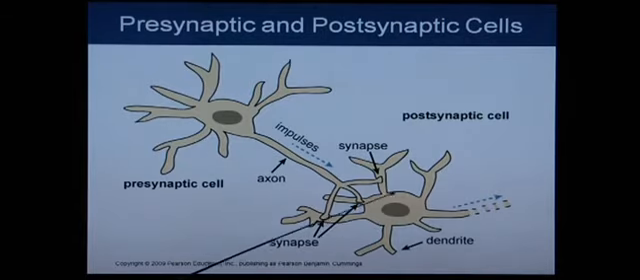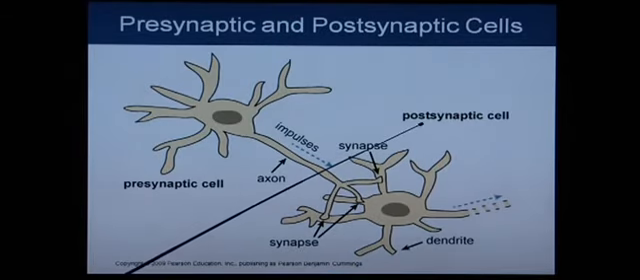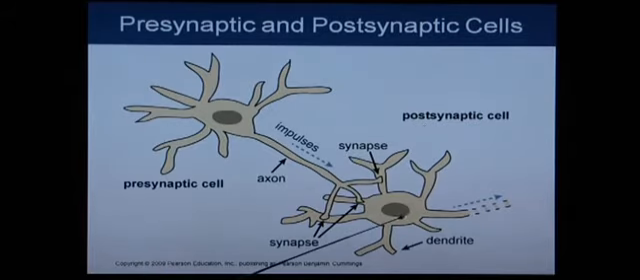So here is another neuron. There's its cell body, its dendrites, and its axon. So in this particular example, this presynaptic cell is attached to another neuron, and we'll call this the postsynaptic cell. It's the one that's receiving the message. Again, postsynaptic cells can be neurons, or they can be other types of cells like muscle cells, for example.